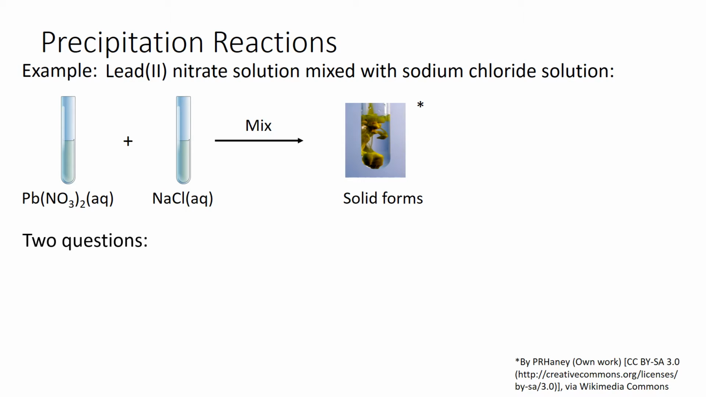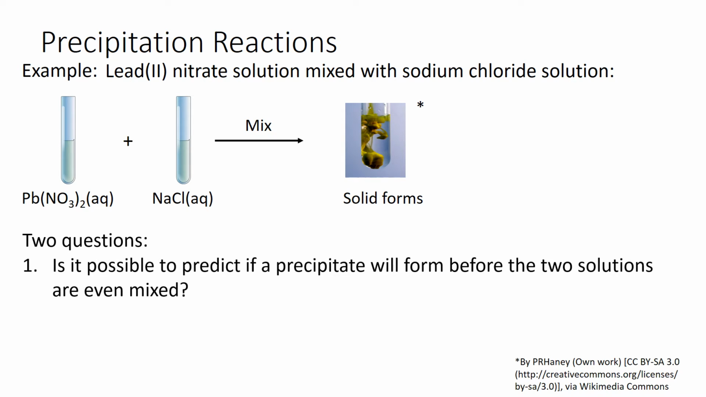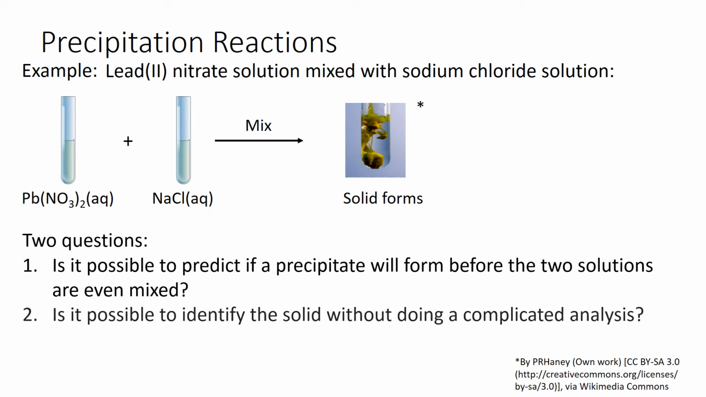So we have two questions when we look at something like this. Is it possible to predict if a precipitate will form before we even mix the solutions? And the second thing is, is it possible to identify the solid without doing a complicated analysis once we do see the precipitate form? And the answer to both questions is yes. Yes, we can, if we have access to our solubility rules. So if you haven't watched the solubility rules video yet, go back and watch that before you move on.